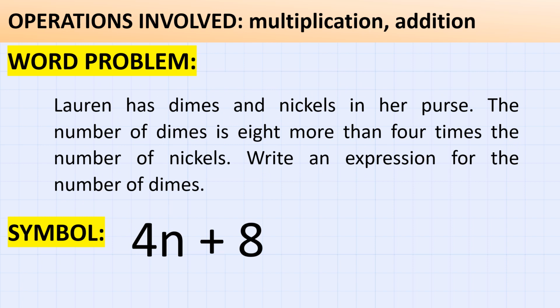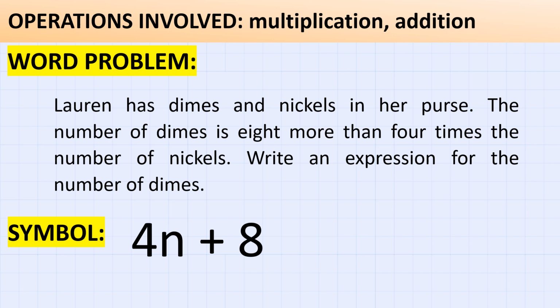Another word problem. This time, it involves multiplication and addition operation. Lauren has dimes and nickels in her purse. The number of dimes is 8 more than 4 times the number of nickels. Write an expression for the number of dimes. The number of dimes is 8 more than 4 times the number of nickels. So to translate now the phrase 8 more than 4 times the number of nickels, that is 4n plus 8.